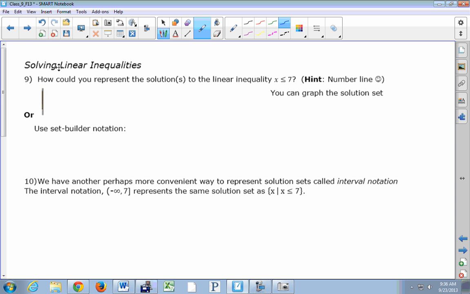I want to make sure we get linear inequalities in. Okay. So here, that came out funny on my screen. How's that look on your paper? Oh, so I lost my number line. Boo.